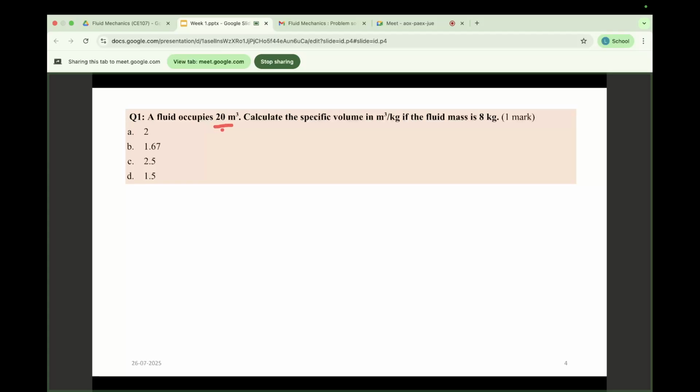So the volume is given and the mass is given. First I am giving you 1.5 minutes to solve this one, and if anyone solves this question, please write it down in the chat box, so I'll get to know how many are going to answer this question.